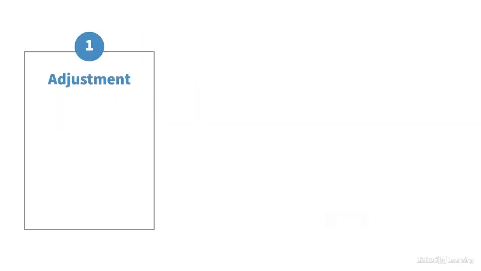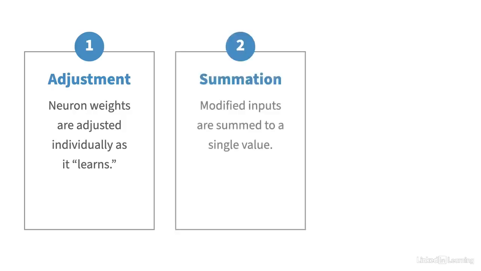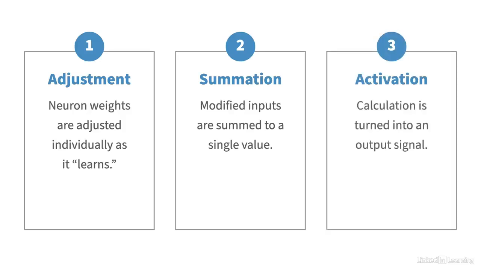Neuron weights can be adjusted individually as it learns based on actual versus predicted output. The modified input signals are then summed up to a single value. This is where the bias is added. Note, all the neurons have random weights and random biases at the start. The next step is activation, where the result of the neuron's calculation is turned into an output signal.